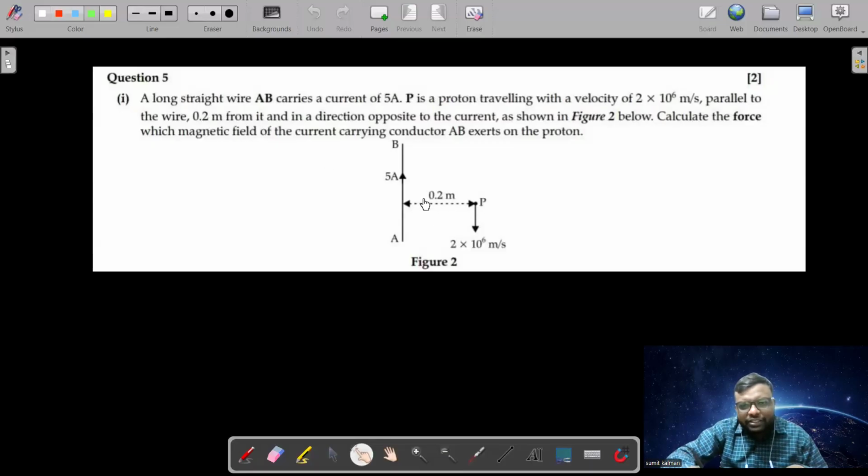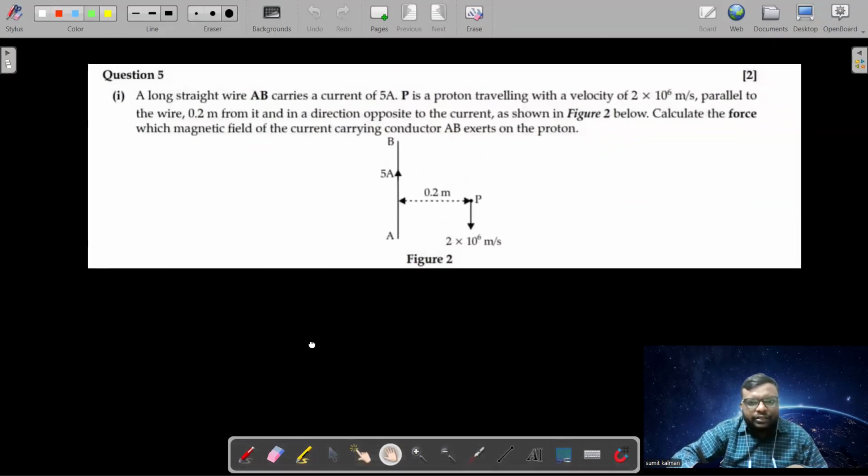This proton is at a distance of 0.2 meter from the wire AB, and it is in direction opposite to the current. Now you can just see, current is flowing from A to B in upward direction and proton is moving downward. So the direction of motion of the proton and current, they both are opposite to each other. Now students, calculate the force which magnetic field of the current carrying conductor AB exert on the proton. So we'll proceed for the solution.